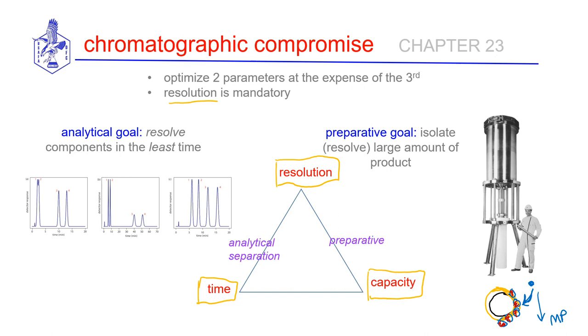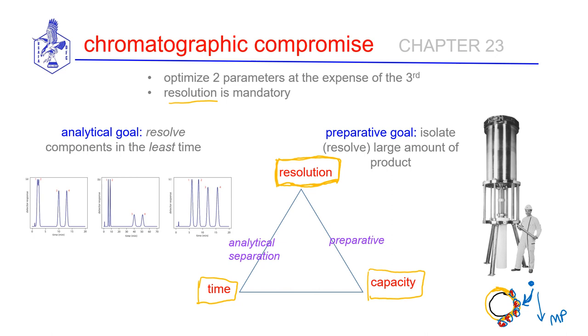So the parameters of our separation are the resolution, the time it takes to carry out the separation, and the capacity. The more stationary phase material we have, the longer it takes to carry out the separation. So we can only optimize two out of these three parameters at a time. So we have to choose. Resolution is mandatory. I must have resolution. So this must be one of my two parameters that I optimize.